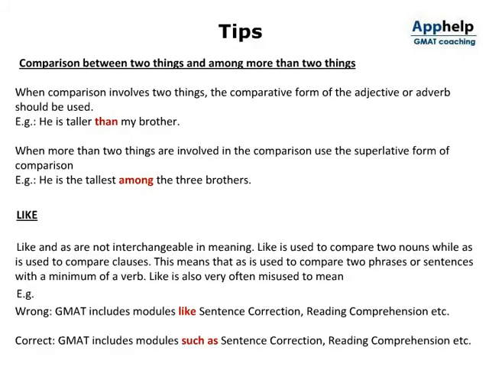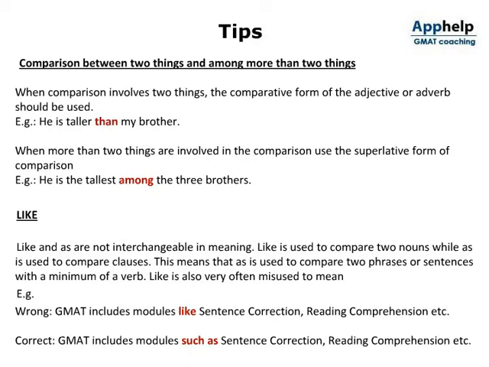Tips. Comparison between two things and among more than two things. When comparison involves two things, the comparative form of the adjective or adverb should be used. For example, he is taller than my brother. When more than two things are involved in the comparison, use the superlative form. For example, he is the tallest among the three brothers.